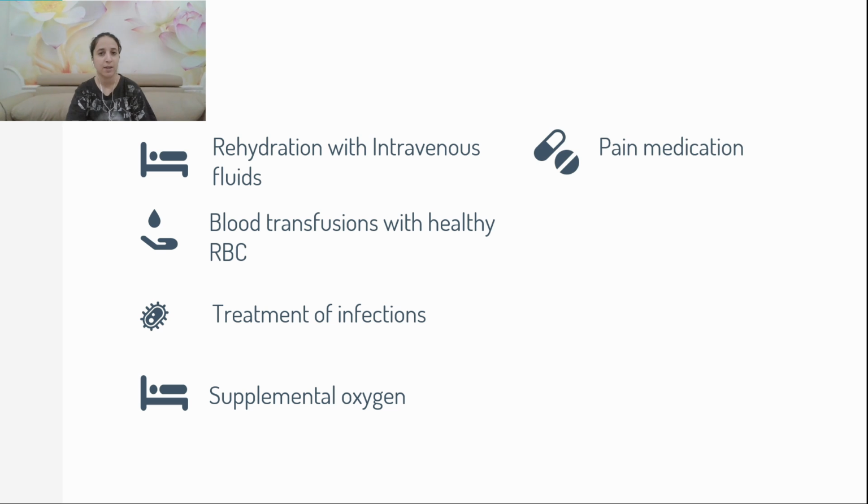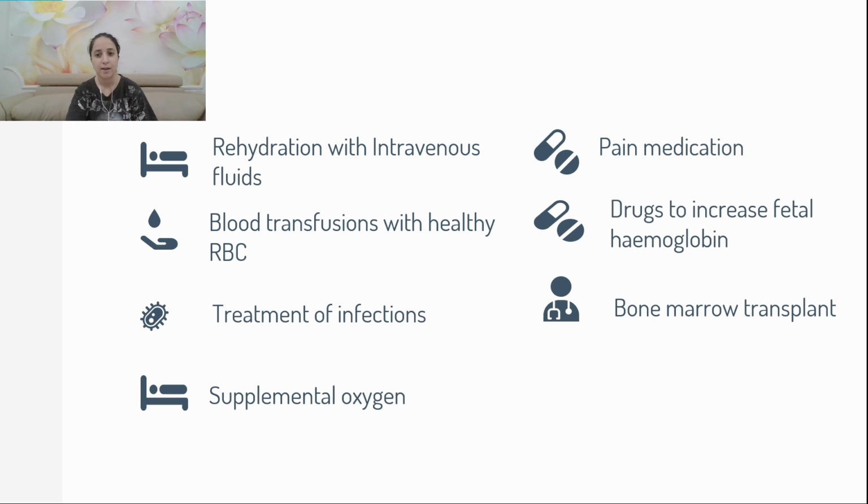Next being pain medication, drugs to increase fetal hemoglobin, and last being bone marrow transplantation, where the bone marrow is transplanted as it would then help produce RBCs which are in a normal state. This works best for children; it is better for children below the age of 16 to find the right match with the donor.